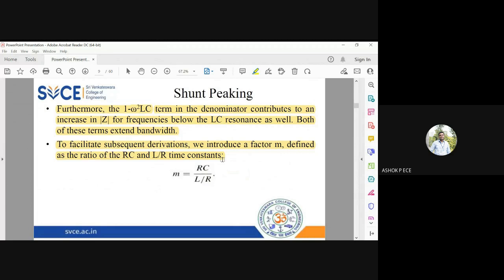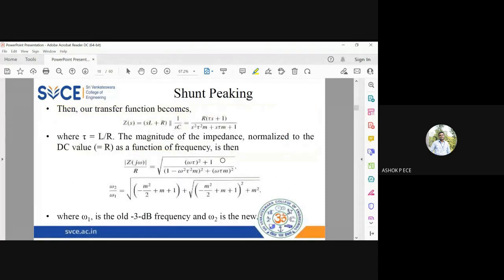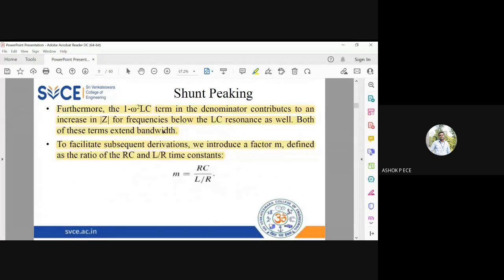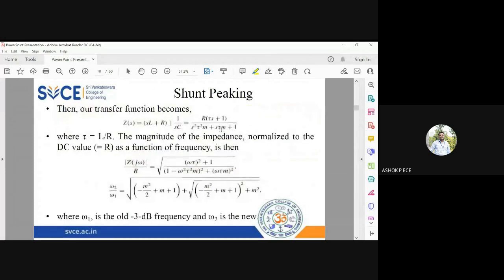of time constants. So first time constant RC divided by L by R. So you can write it as R square C by L. The same expression, whatever Z of s you have computed, replace that, write everything in terms of m, and you get this term. So your expression will be having omega tau 1 and m. And if you solve this equation, you will get two frequencies, omega 1 and omega 2.